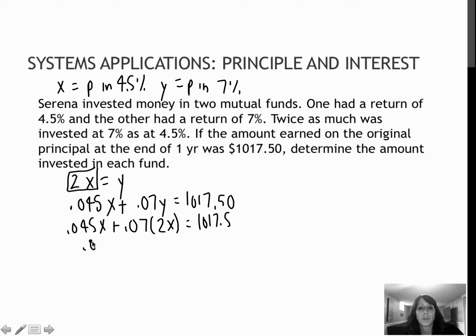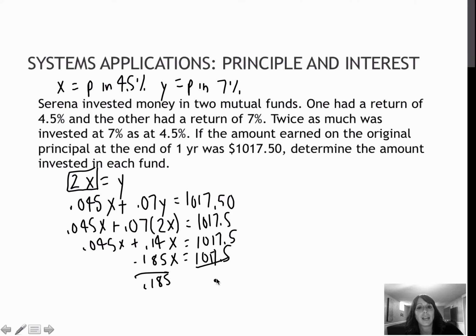I'm going to multiply 0.07 times 2 to get 0.14. I'm going to combine like terms on the left side of the equation, so 0.185x equals that same amount. And when I divide by 0.185, or 185 thousandths, I get that x is equal to 5,500.